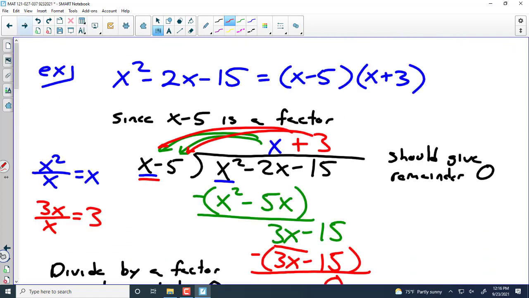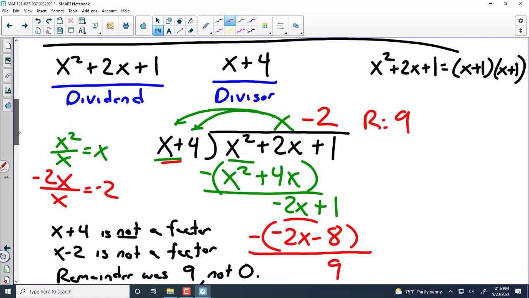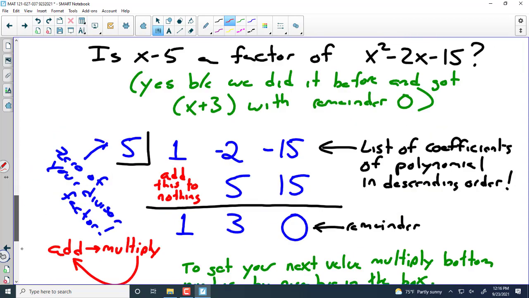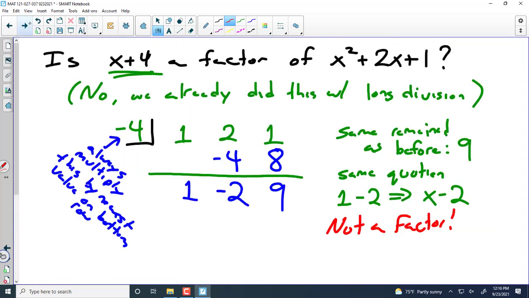I did it at some point. Here it is. That's the exact same answer I got before. x minus 2 with a remainder of 9.